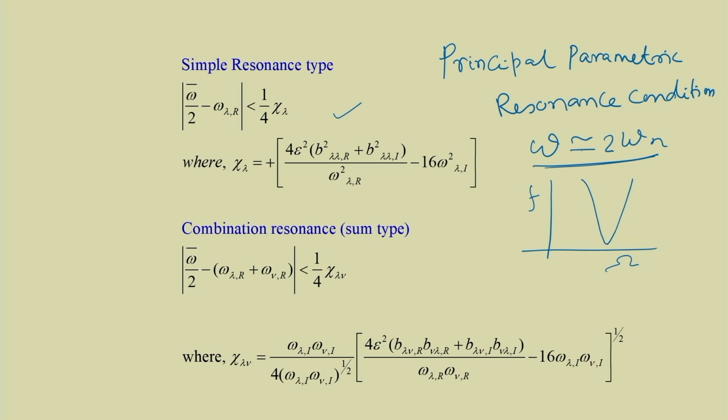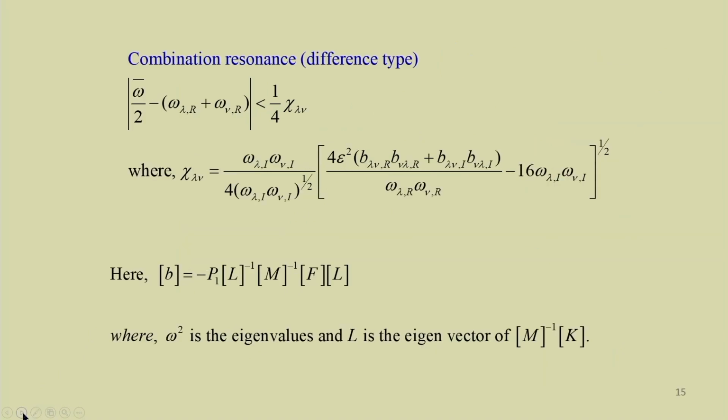So, the real part of that is omega lambda r. If omega bar by 2 minus omega lambda r, the modulus of that, is less than 1 by x mu, so x lambda, where x lambda is written in this form: 4 epsilon square b square lambda r plus b square lambda I divided by omega square lambda r minus 16 omega square lambda I, where this B matrix can be obtained, or B is the element of the matrix.